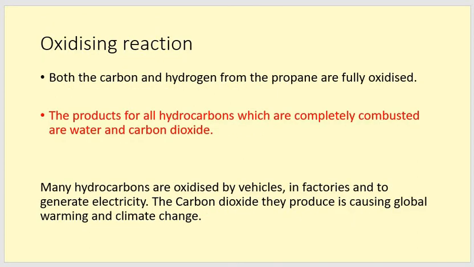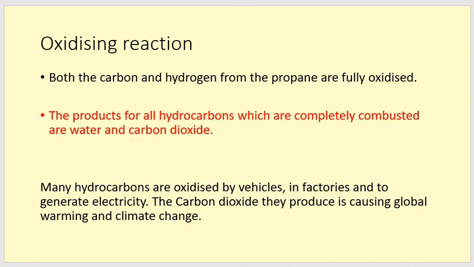So when you have an oxidising reaction, both the carbon and the hydrogen from the propane are fully oxidised. The products for all hydrocarbons that are completely combusted are really, really easy. They are always water and they are always carbon dioxide. That's why these are nice, easy equations to balance, because you know what the products are going to be before you've even started. So, in the words of the song, you're already halfway there.